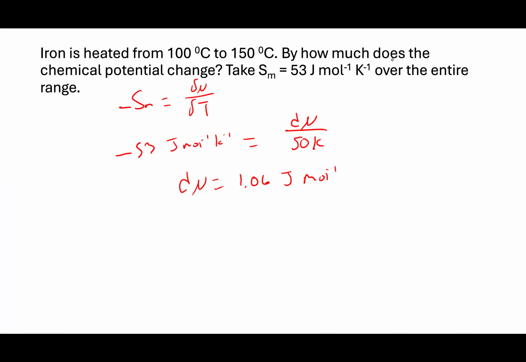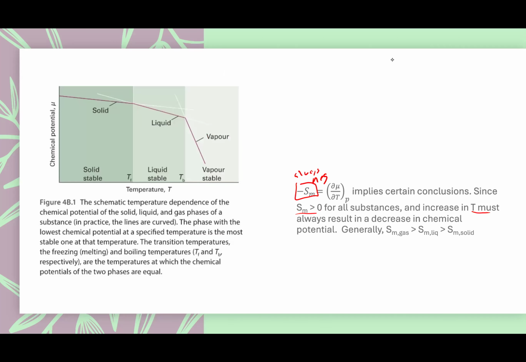That reminds me real quick, let's do this correctly. We forgot the negative. We forgot to carry the negative down, right? So it's negative 1.06 joules per mole. That's our change in chemical potential. So anyways, as we increase T, we must always result in a decrease in chemical potential.